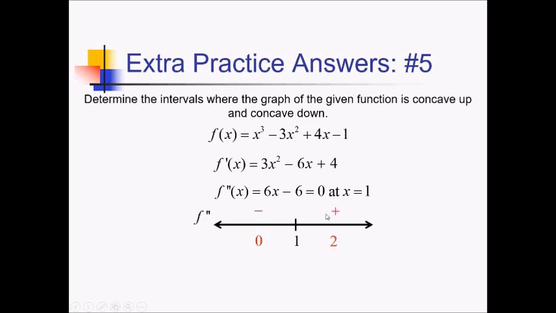Since f double prime is positive on the right side interval here, that means that f is going to be concave up from 1 to infinity. And since f double prime is negative back here, that means f is concave down from negative infinity to 1.